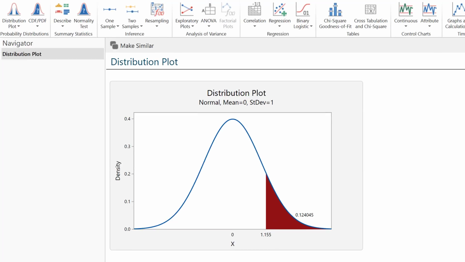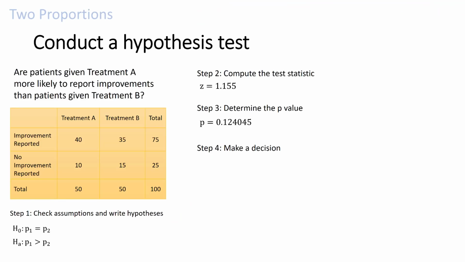Our p-value is 0.124045. Step 4, make a decision. Our p-value was greater than the standard 0.05 alpha level, so we fail to reject the null hypothesis.